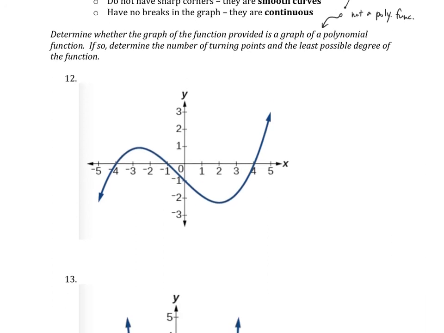Okay, so determine whether the graph of the function provided is a graph of a polynomial function. And let me just tell you one thing here. We haven't gotten to these yet, but you will see some graphs that look like this in your homework, I believe. These are exponential and logarithmic equations. These nice curves like that, or like that, okay? Those will not be polynomial functions. So keep that in the back of your head. Okay, so continuing on. Determine whether the graph of the function provided is a graph of a polynomial function. If it is, then determine the number of turning points and the least possible degree of the function.